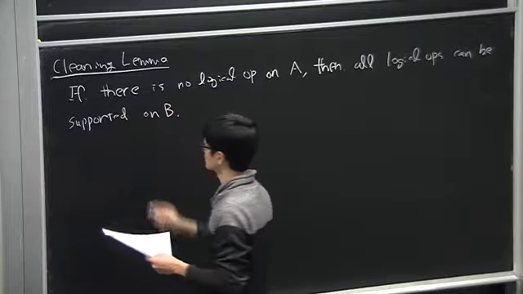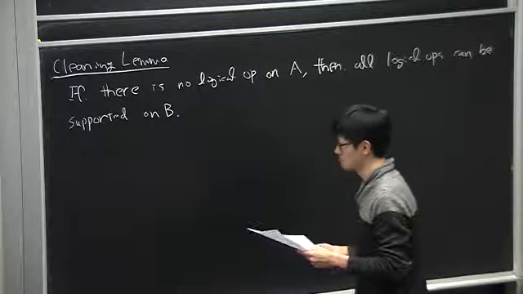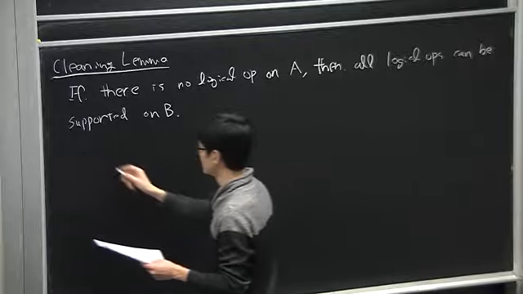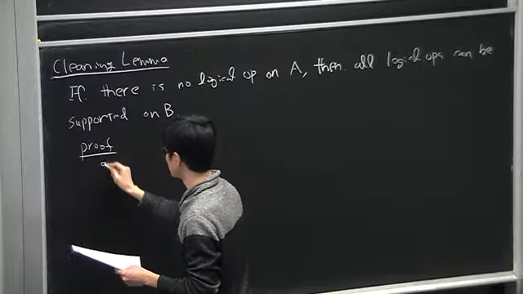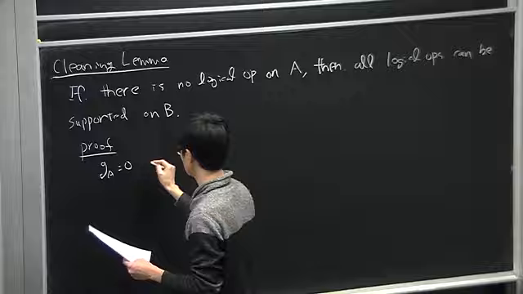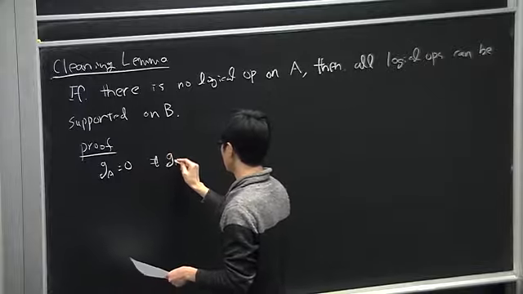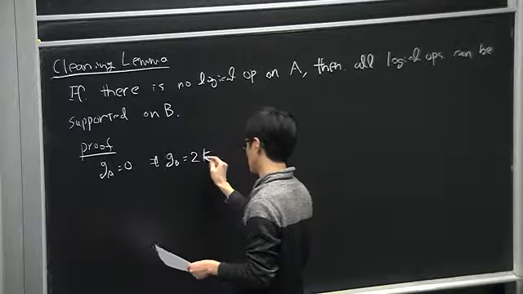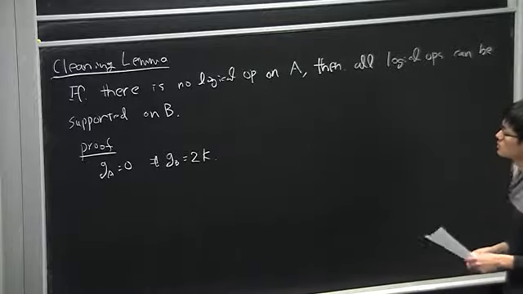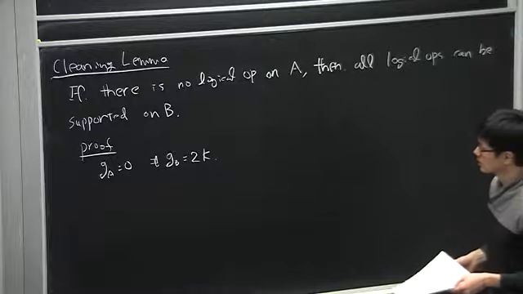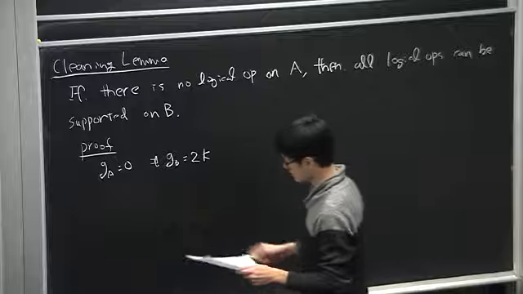B supports all the logical operators. This is very trivial because if Z_A is equal to 0, then this implies that Z_B supports all the logical operators. That's it.